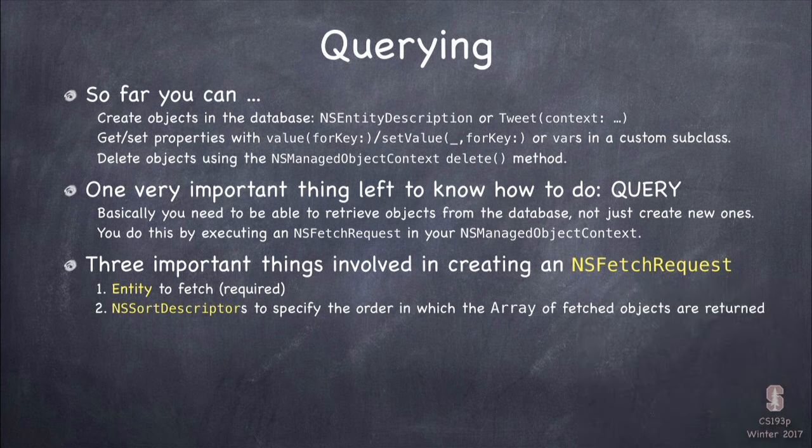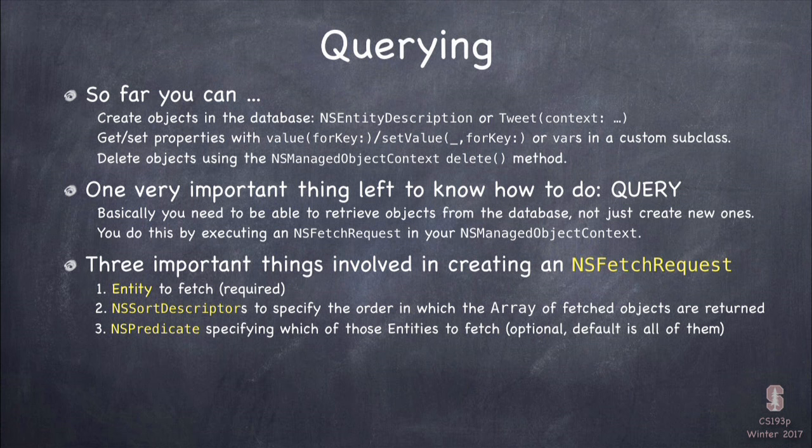The second thing is an array of sort descriptors. And why do we want this? Because when we execute this fetch, it's going to come back as an array. All the matching tweets or Twitter users will come back in an array. And since it's an array, arrays are not sets. Arrays are ordered. And so we have to specify what order the things are in the array. So we do that with these sort descriptors.